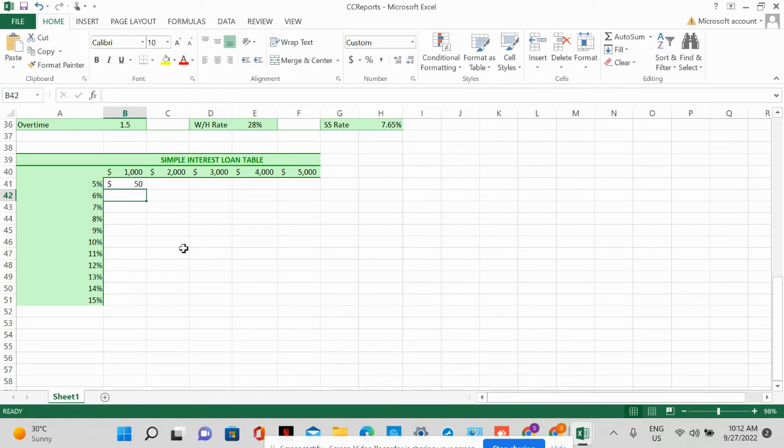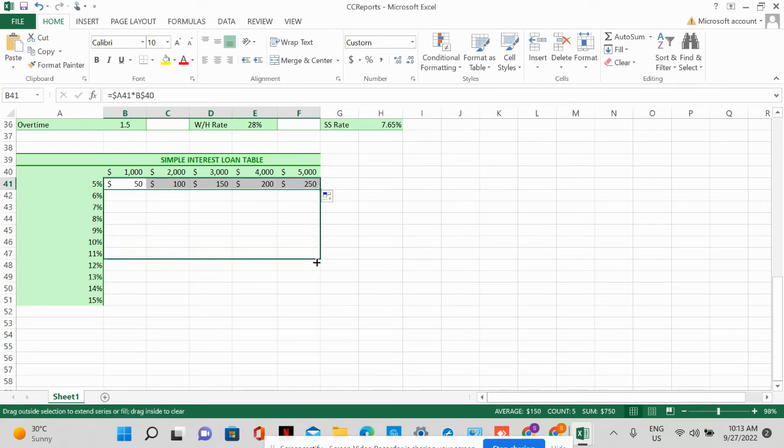Now copy the formula to the right by completing the following steps. Make cell B41 active, and then use the fill handle to copy the formula into cell F41, and with the range B41 to F41 selected, use the fill handle to copy the formulas into cell F51.